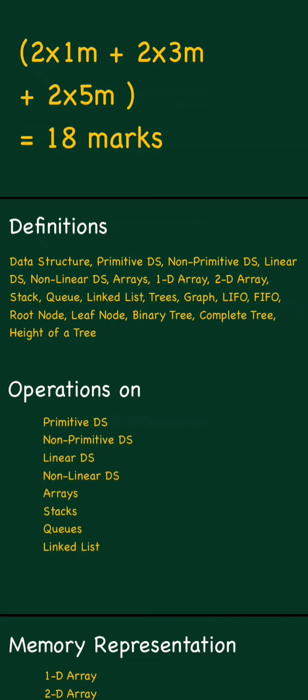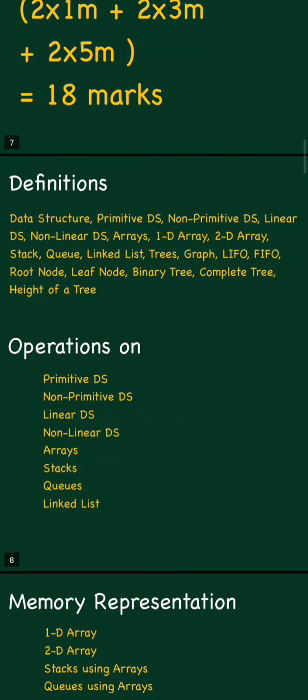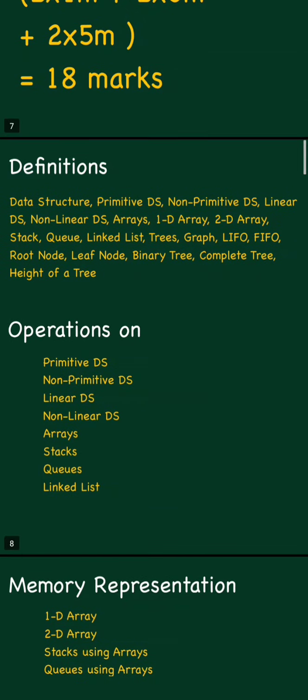And what is linear data structure and what is non-linear data structure; define array, define one dimensional array, two dimensional array, and define stack, queue, linked list, trees, graph, LIFO, that is last in first out. FIFO, that is first in first out, and what is root node, what is leaf node. These are all the important content that comes under trees itself. What is binary tree, define complete tree, what is the height of a tree, and even the depth of a tree. Those are all the important definitions you have to concentrate on for 1 mark questions.